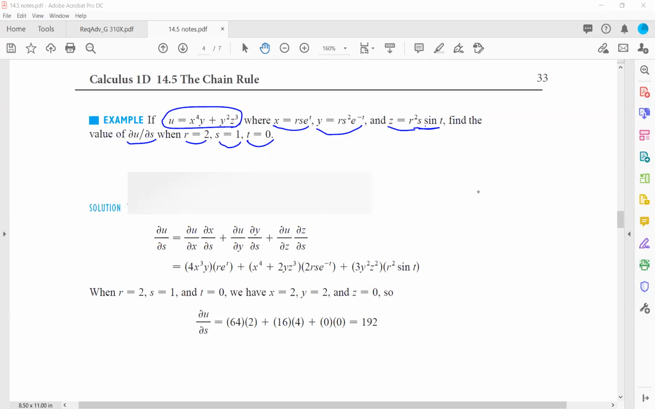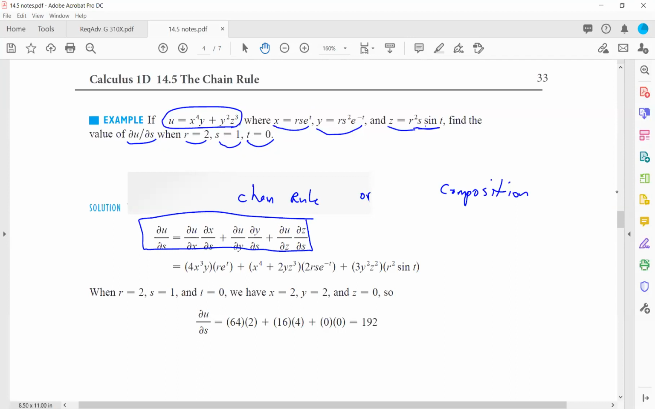Perfect. So what you can do, you can just plug in these new functions into the old function, then take the derivative, or you can follow chain rule, whichever is more convenient for you. Both of them are absolutely fine. Either chain rule or composition. To apply chain rule, you have to take partial derivative of the function with respect to x, partial derivative of function with respect to y, partial derivative of the function with respect to z.